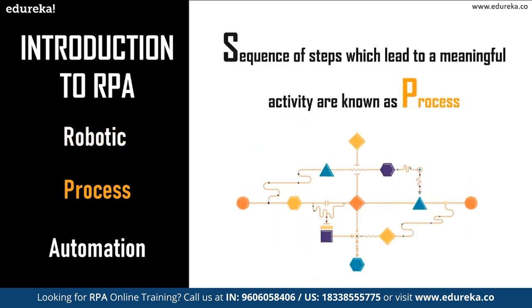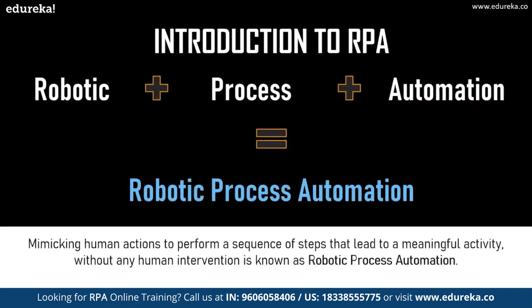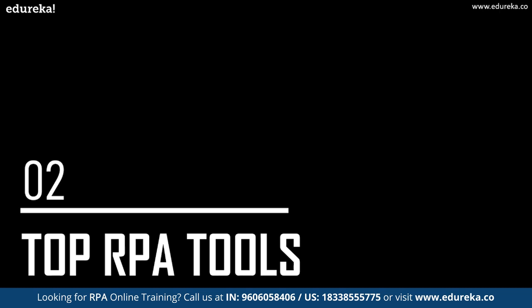And finally, coming to automation, any process that is done by a robot without any human intervention is said to be automated. Now, when we combine all these three terms together, that is robotic, process, and automation, mimicking human actions to perform a sequence of steps that lead to a meaningful activity without any human intervention is nothing but robotic process automation. I hope it was clear to you guys. Alright, so now when I say that robots mimic human actions, let me tell you that these are not physical robots, but these are software tools, or you can just understand that these are bots deployed through software or tools, right? So next in this session, let's discuss the top RPA tools present in the market.